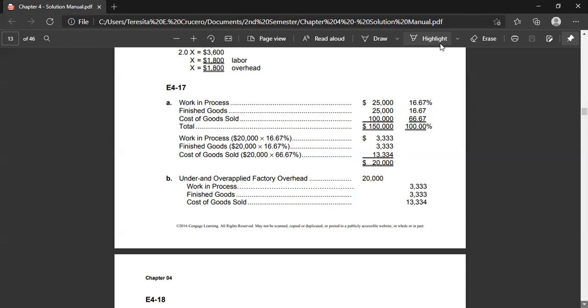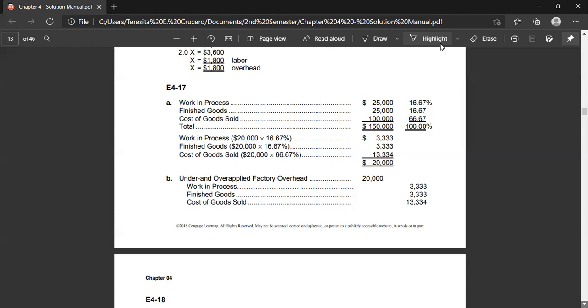Now, what is the indication that we are now crediting the three accounts? It means that the account balances will be reduced because normally the accounts are debits. Work in process is normally a debit. So when you credit it, that will reduce. The same with finished goods and cost of goods sold.